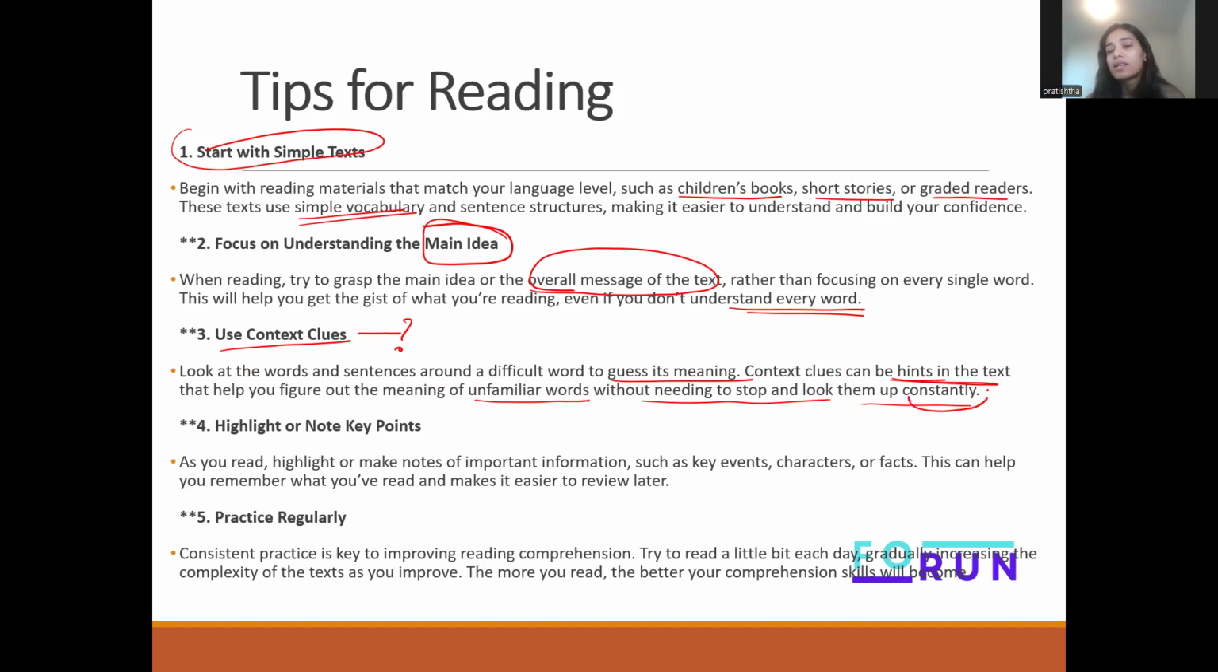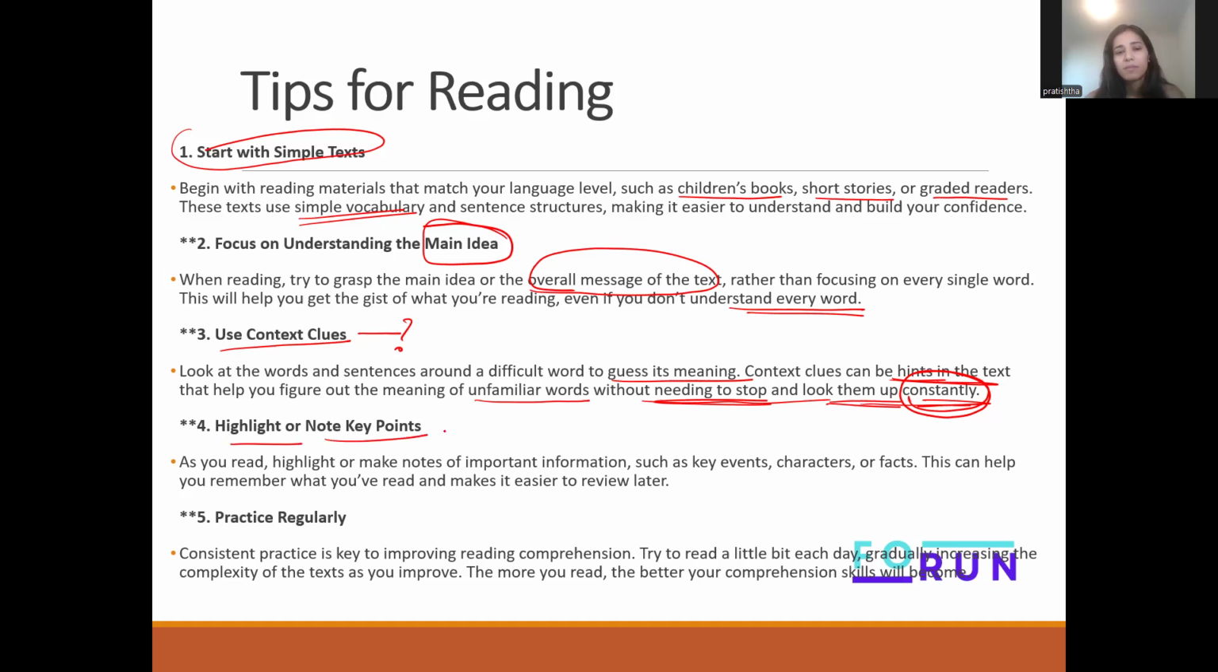For example, if you don't understand the word constantly, how can I figure it out? What I can do is read a little bit backwards. I can say that it helps you figure out the meaning of unfamiliar words without needing to stop. So it means I don't have to stop and look them up constantly. Probably here it means every time, right? If I imagine the situation, if I have a lot of unfamiliar words, what will I do? I will go back to the dictionary, maybe Google the meaning and then come back. So what is this action? This is a constant action. I'm going back, coming back, going back, coming back. That's constant, right? So this is how you could figure out the meaning.